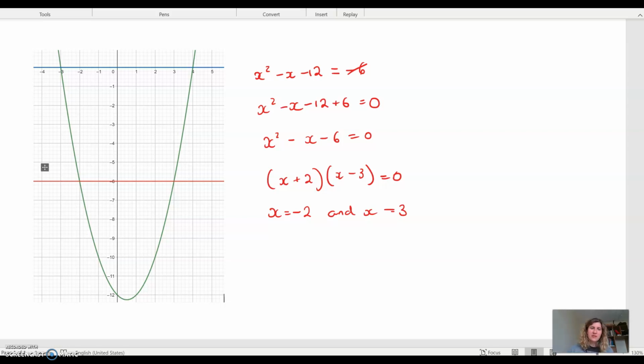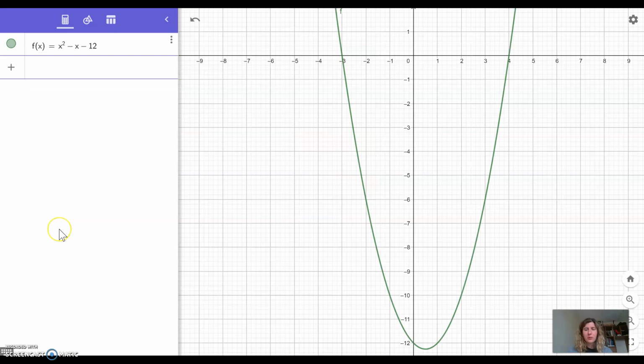Okay, the next thing, I'm just going to pause this and go back to GeoGebra. So whenever you solve an equation, to some degree you are solving a simultaneous equation, because you're finding the intersect point between two different equations that you have. It's just that one is a constant value. But what happens when it's not a constant value?